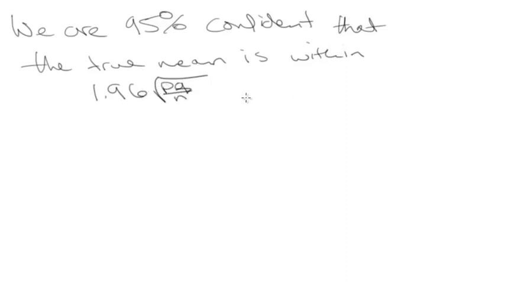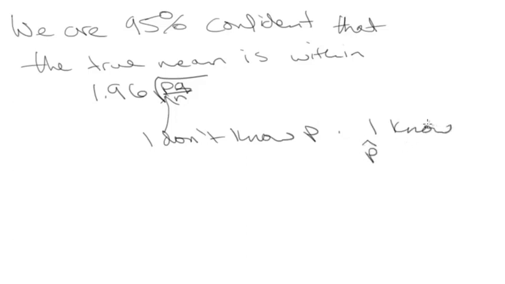Now, you may have noticed a problem here. I don't know p. I know p hat, but I'm trying to find p. That's the whole purpose of the exercise. Well, here's the good news. We know, because p hat is unbiased, that p hat approaches p. Let's say that out loud.